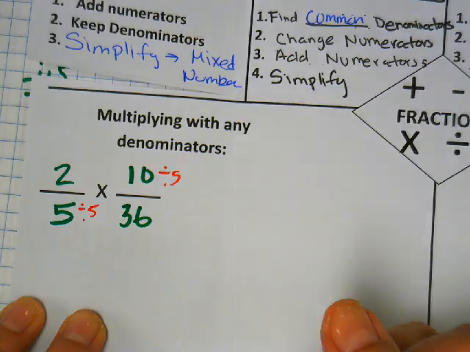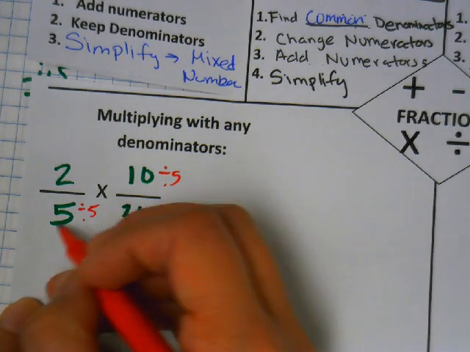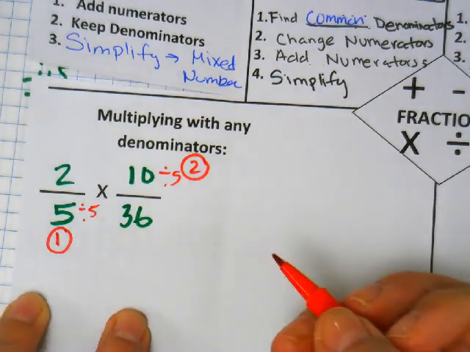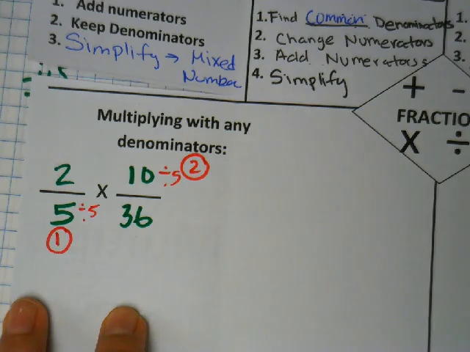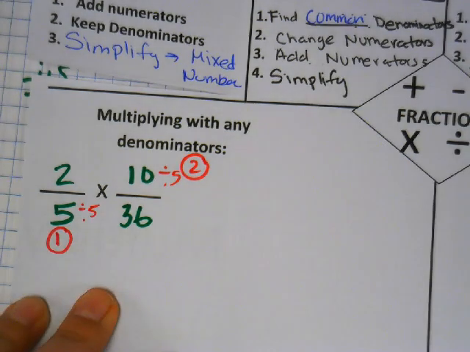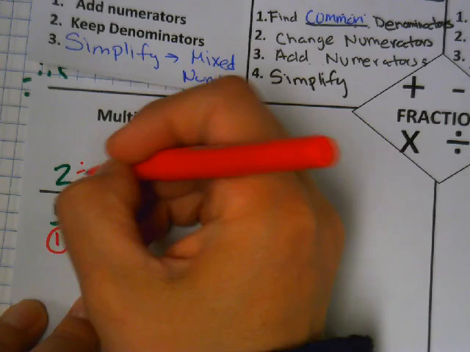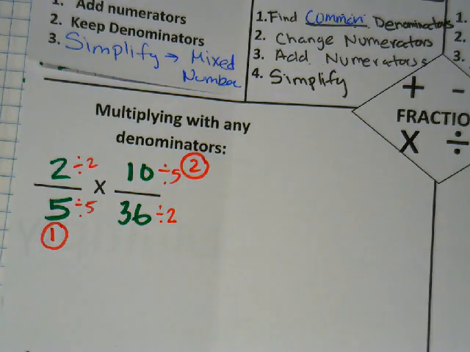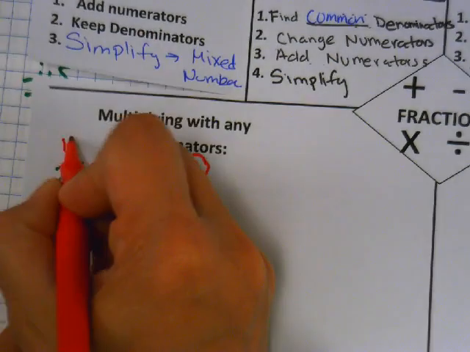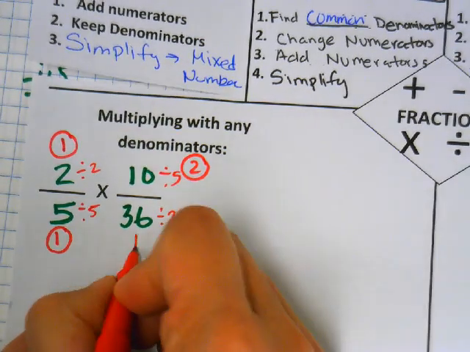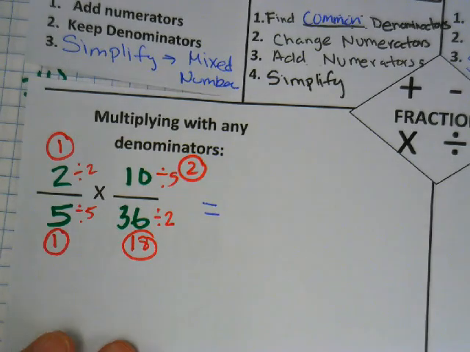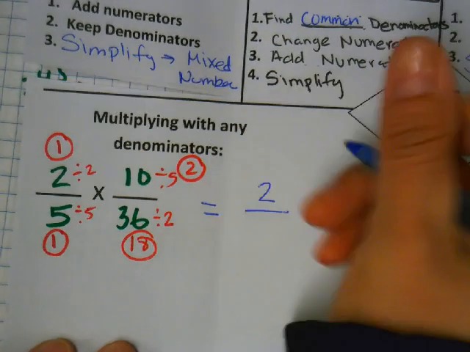So we're trying to make these numbers smaller. 5 divided by 5 is 1. 10 divided by 5 is 2. So I circle them to signify those are my new numbers. And then you ask yourself, 2 and 36, what can I divide 2 and 36 by? 2. 2 divided by 2 is 1. 36 divided by 2 is 18. Okay, now we're ready to multiply straight across. 2 times 1 is 2. And then 1 times 18 is 18.